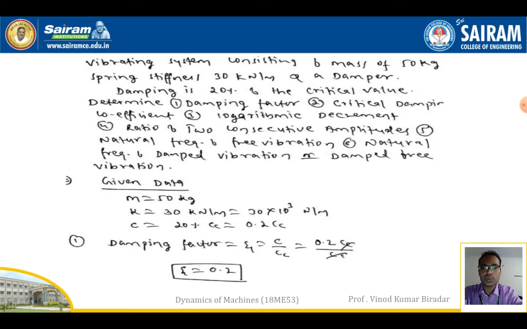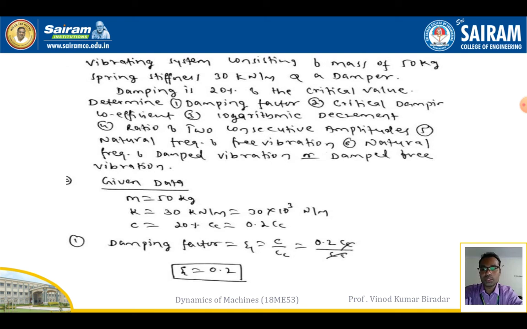So that is the problem. The first step is to write the given data. Here, for the spring mass damper system, the mass is given as 50 kg and the stiffness is given as 30 kilonewton per meter. Just convert into newton per meter: 30 into 10 to the power of 3 newton per meter. C is equal to 20% of Cc, that is 0.2 Cc.